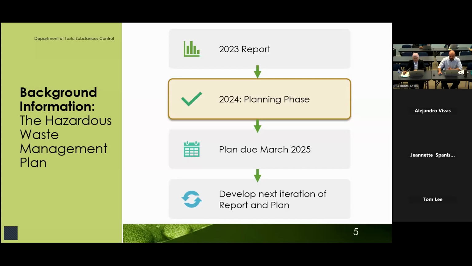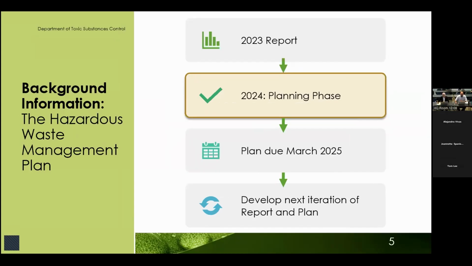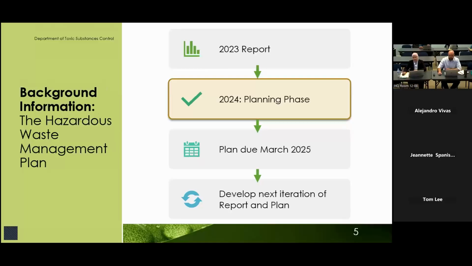I'd like to give some background on what our project is and where we're going. In 2021, Senate Bill 158 was approved, and it made changes to Health and Safety Code 25135. The changes require the department to complete hazardous waste management reports that feed information into hazardous waste management plans. In 2023, DTSC published the first hazardous waste management report. We're using the information in that report to draft the first hazardous waste management plan that's due by March 2025.